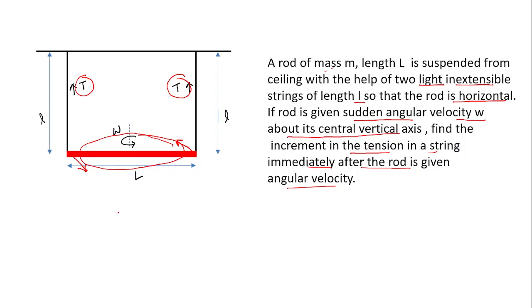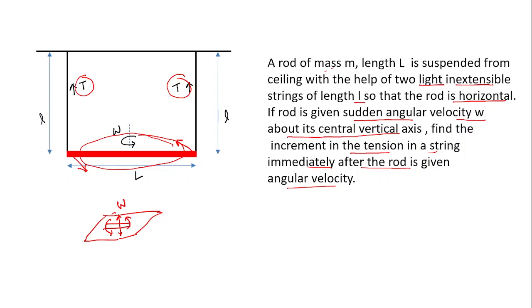Suppose there is a table and there is a rod kept on it, and the rod is given an angular velocity on the table plane. So you might be thinking there is no vertical acceleration. So why will the tension be increasing? So what you are missing, let me cover it.